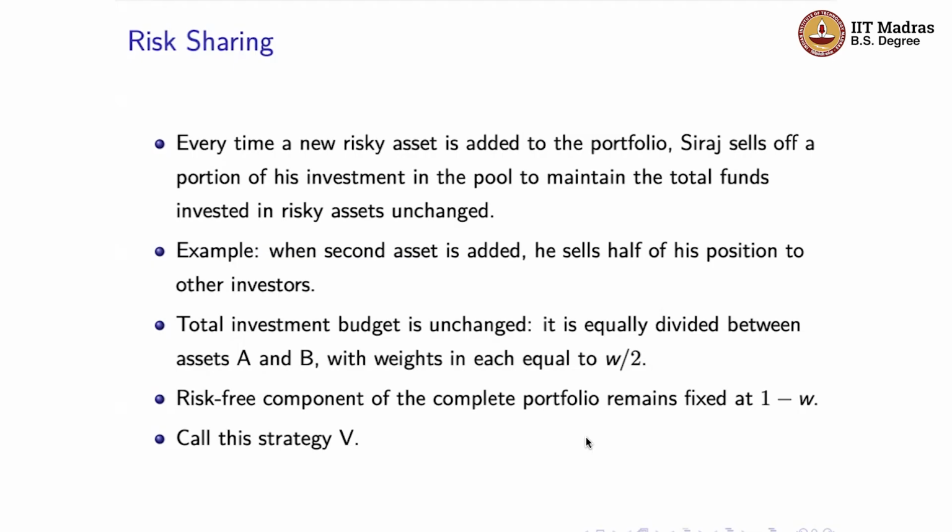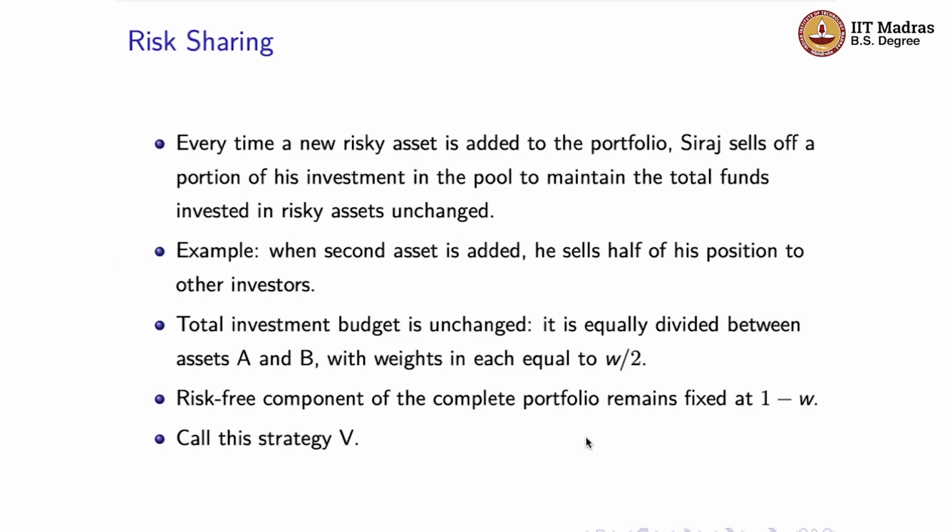Now, suppose that he wants to invest in another risky asset B in addition to risky asset A, but he wants to keep the total amount in the risky assets the same. What that means is that the amount in the risk-free asset should always be 1 minus W. But now the amount W, which was in one risky asset, is going to be split into two different risky assets. Therefore, an amount equal to W by 2 is invested in each of the risky assets.